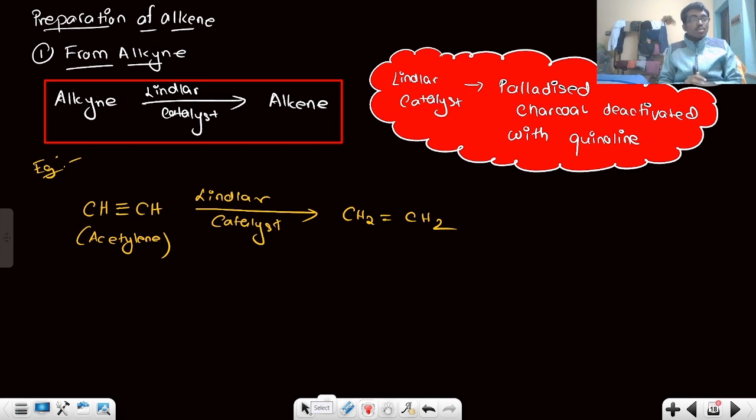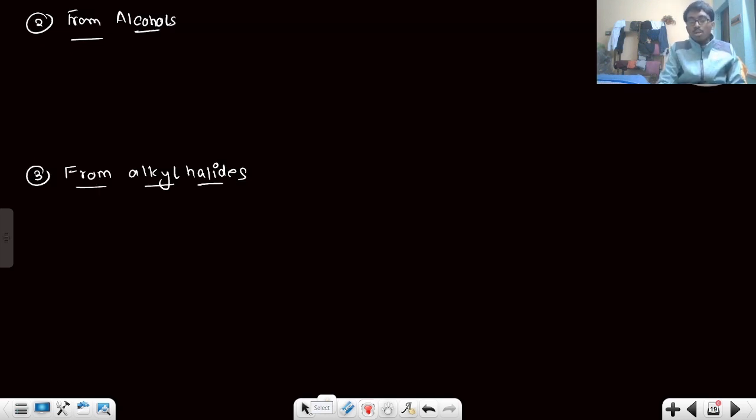Done. So this was the first method of preparation of alkene, that is from alkyne. We will be using Lindlar catalyst to stop the reaction at alkene. If you use nickel and hydrogen, I am repeating, the reaction will not stop at alkene, it will go till alkane. So we will not use that. Clear? Let us see what the next topic is. Next topic is from alcohol, which is a very easy one.